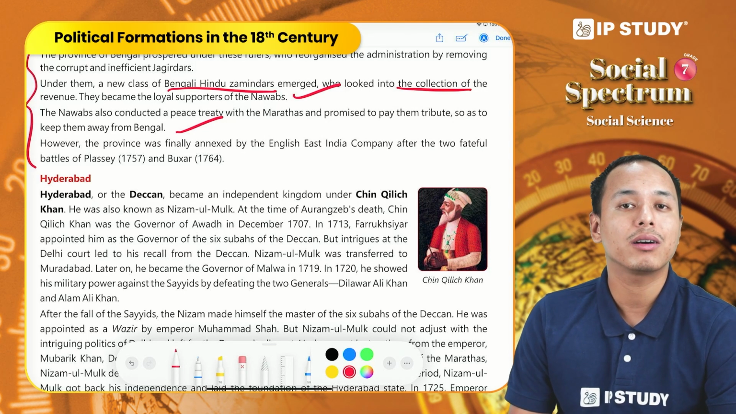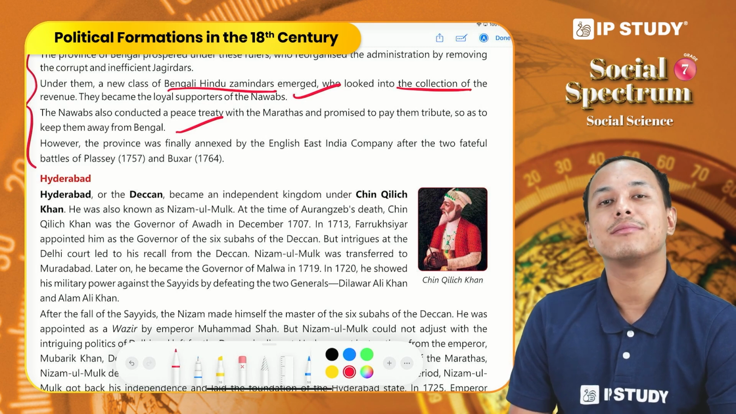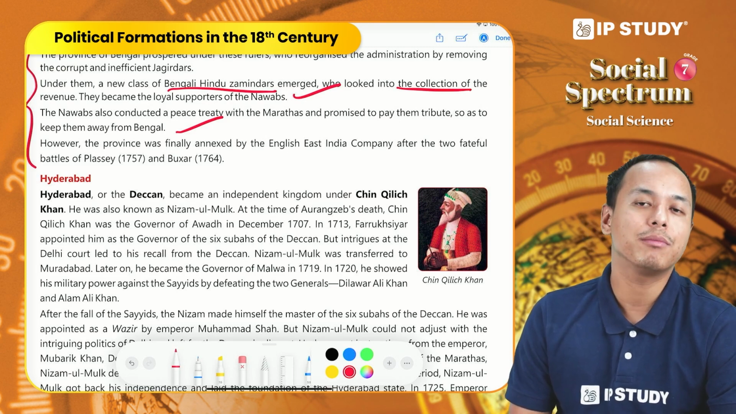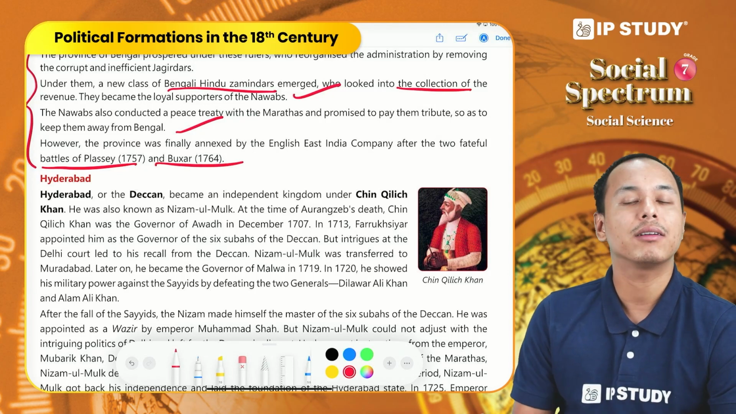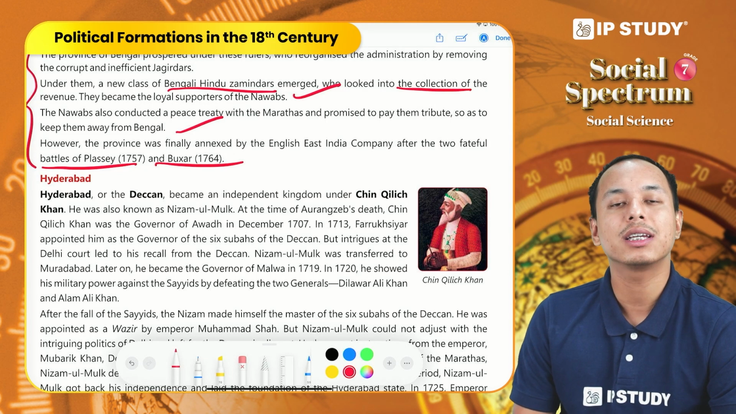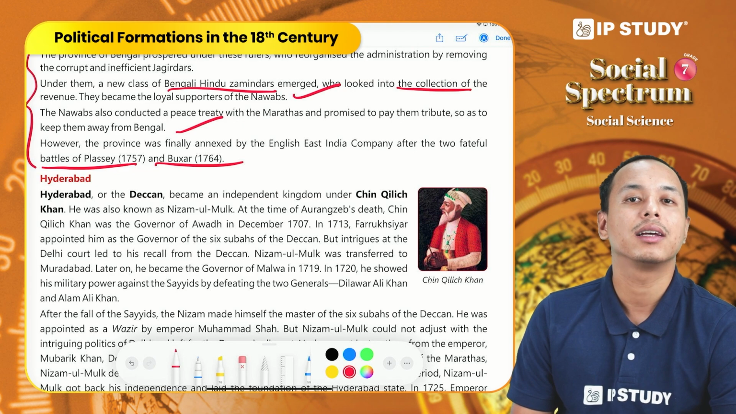However, the province of Bengal was eventually annexed by the British after two fateful battles, the Battle of Plassey in 1757 and the Battle of Buxar, where the combined force was defeated by the British. Thus, Bengal also came under the possession of the British.